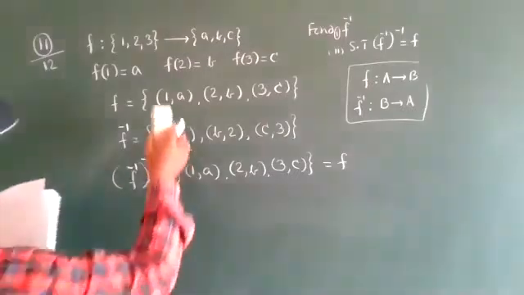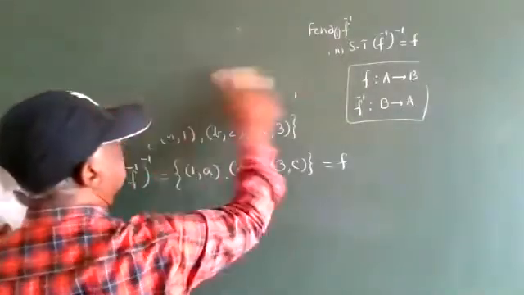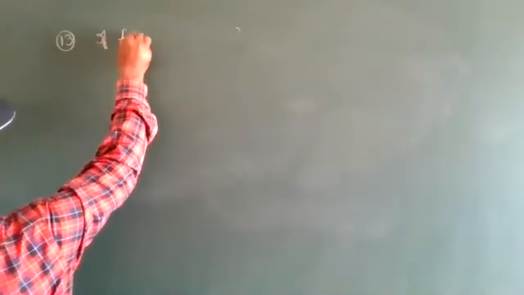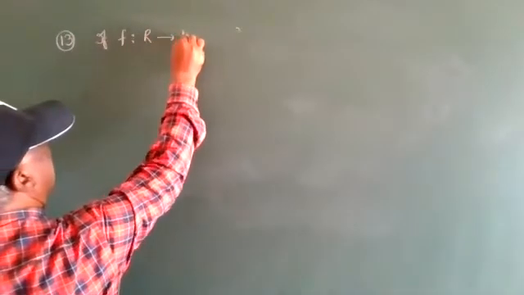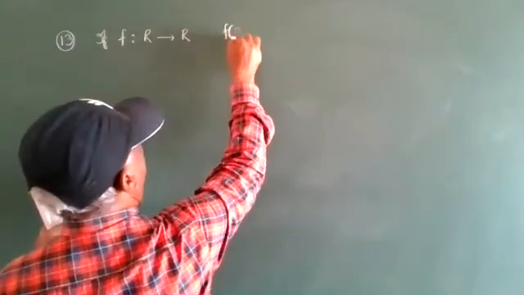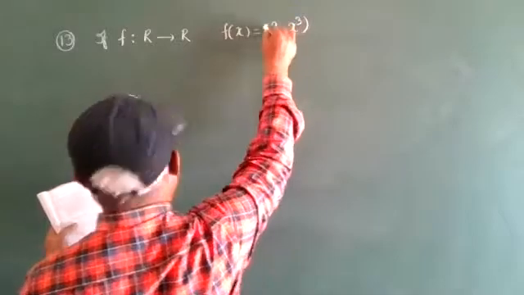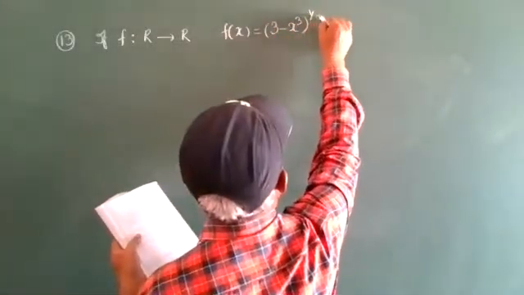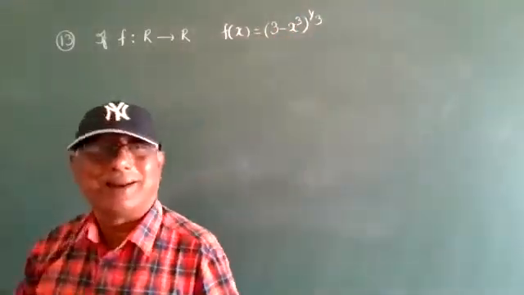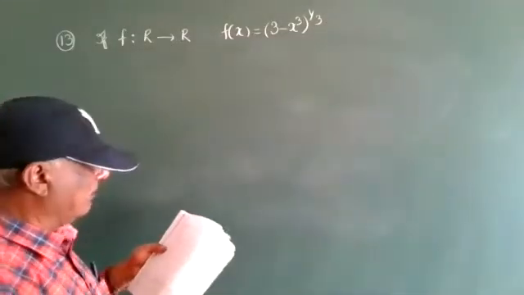13th problem. Everyone go through the 13th problem. What is the 13th problem? If f maps the domain of real numbers to the codomain of real numbers, and is given by f of x equal to (3 minus x cube) whole power of 1 by 3. What is required?